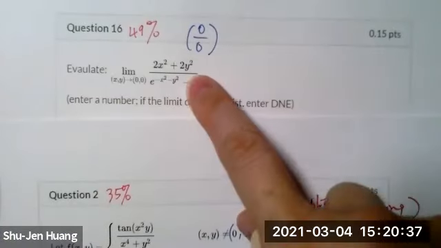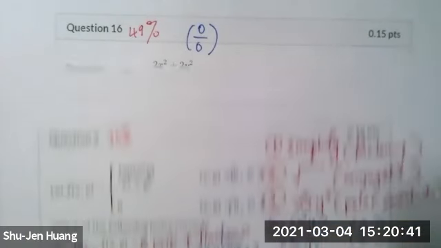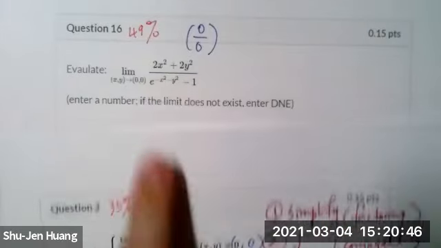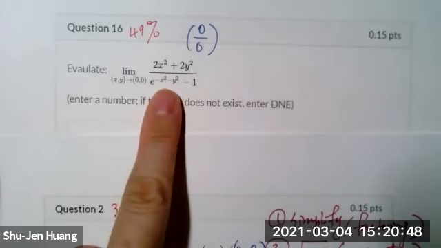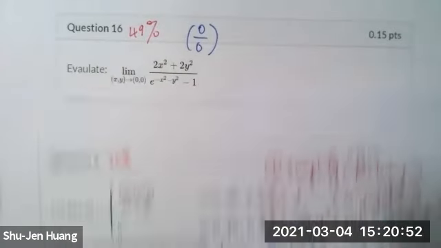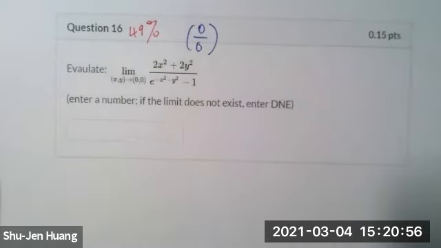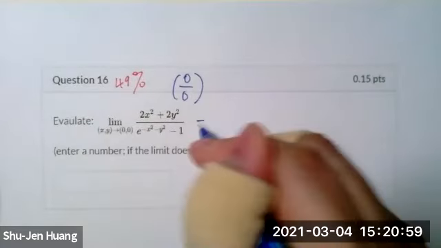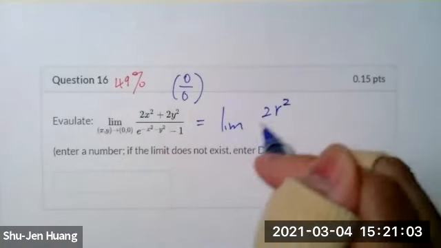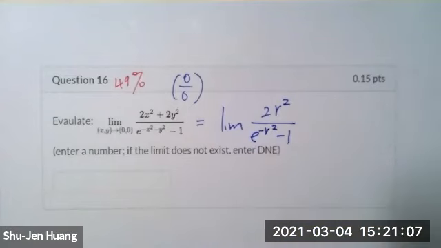So you can see we cannot simplify. There's no square root involved. And do we have x squared plus y squared? Those two terms involved here, x squared plus y squared? Yes. So in this case, for question 16, we're going to convert to the polar coordinate. So we'll have the top is 2r squared, and the denominator is e to the power minus r squared minus 1. Is that good?